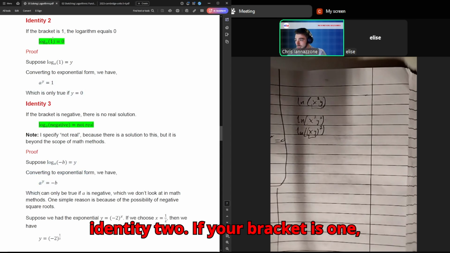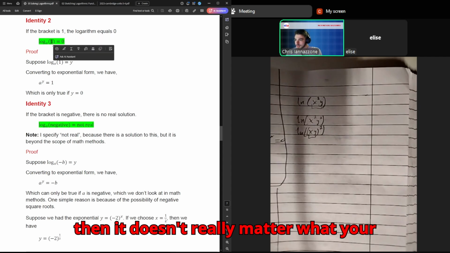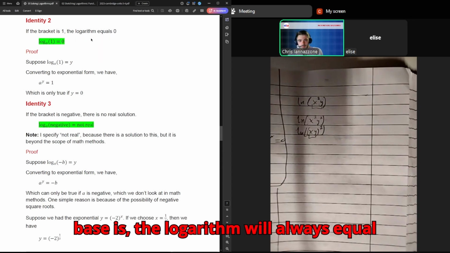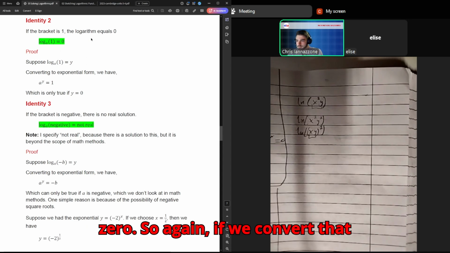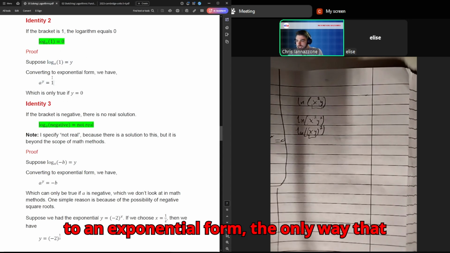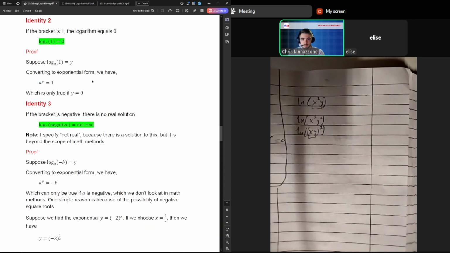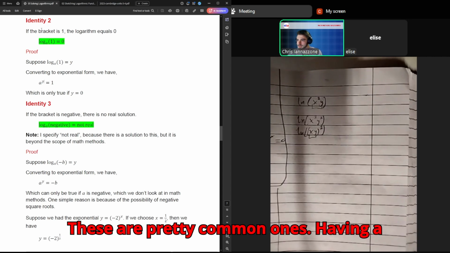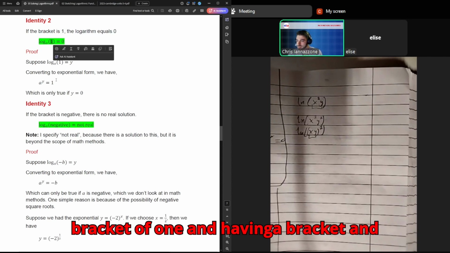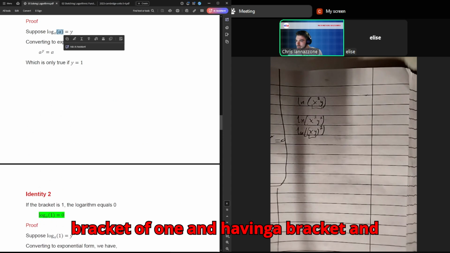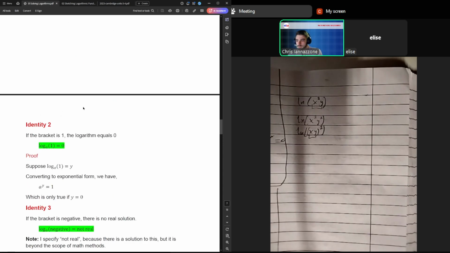So identity 2. If your bracket is 1, then it doesn't really matter what your base is, the logarithm will always equal 0. So again, if we convert that to an exponential form, the only way that this left-hand side will equal 1 is if your power was 0. These are pretty common ones. Having a bracket of 1 and having a bracket and base the same, that comes up a lot.